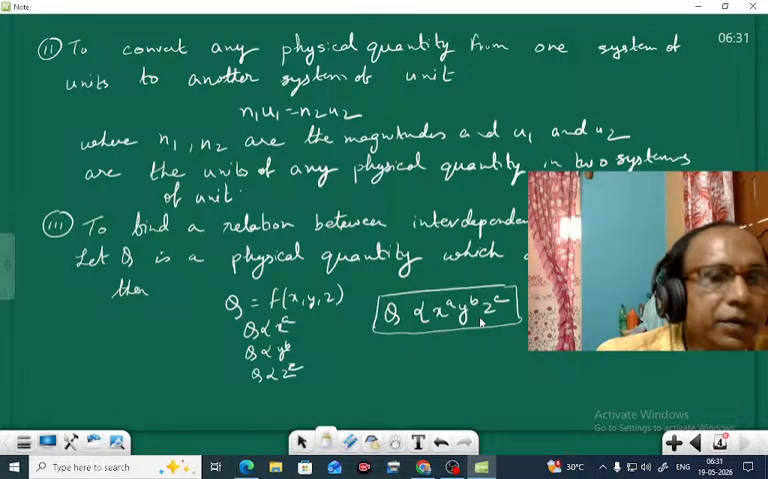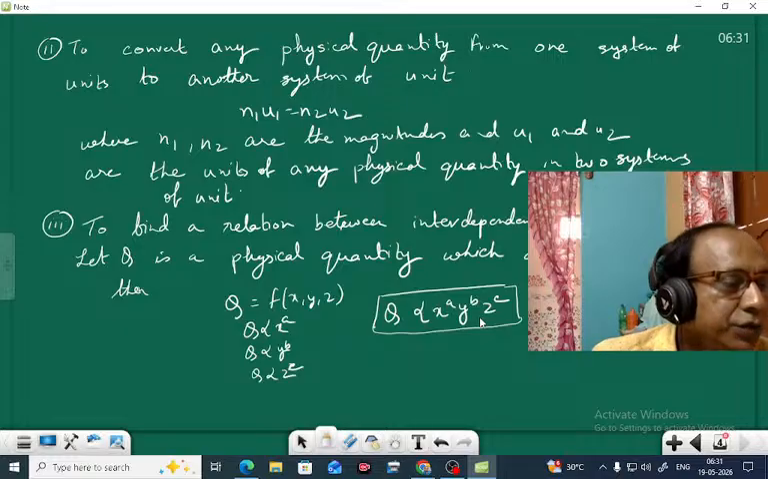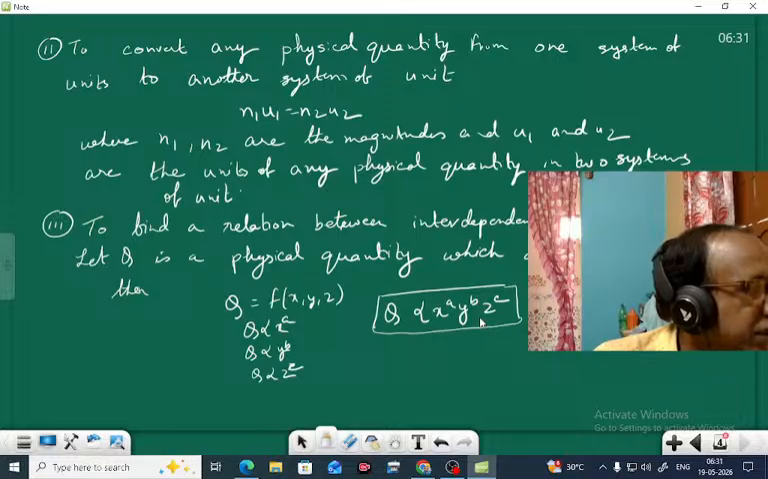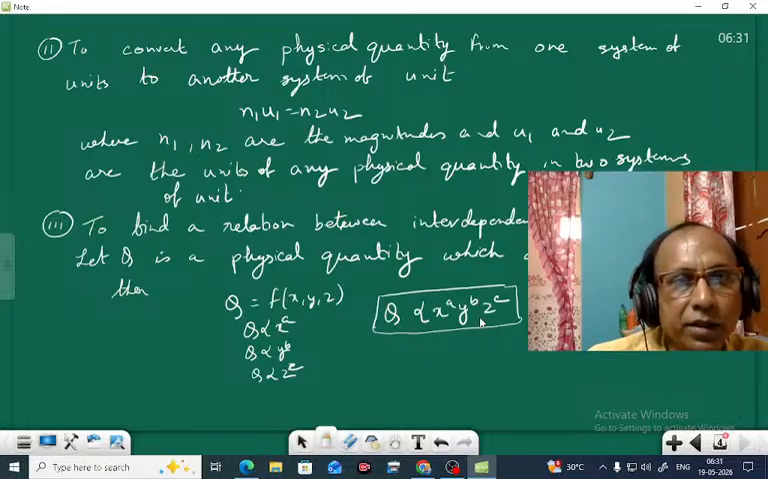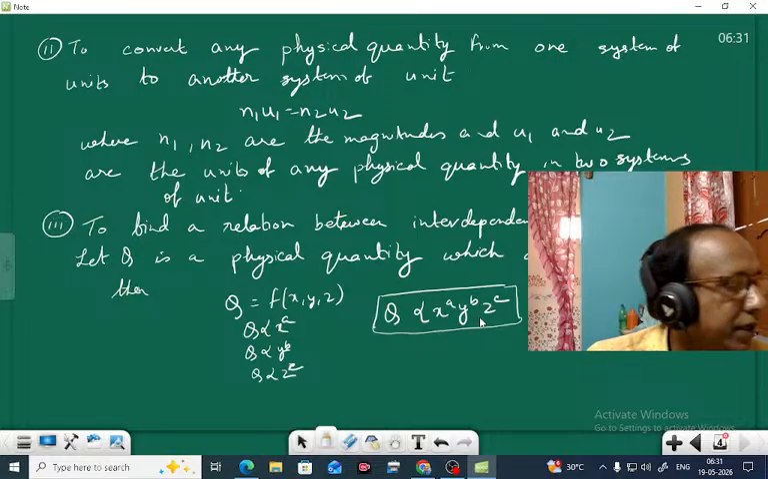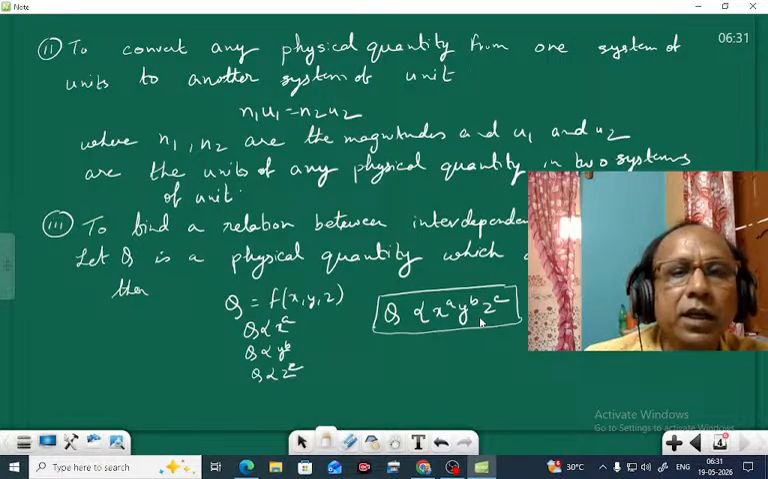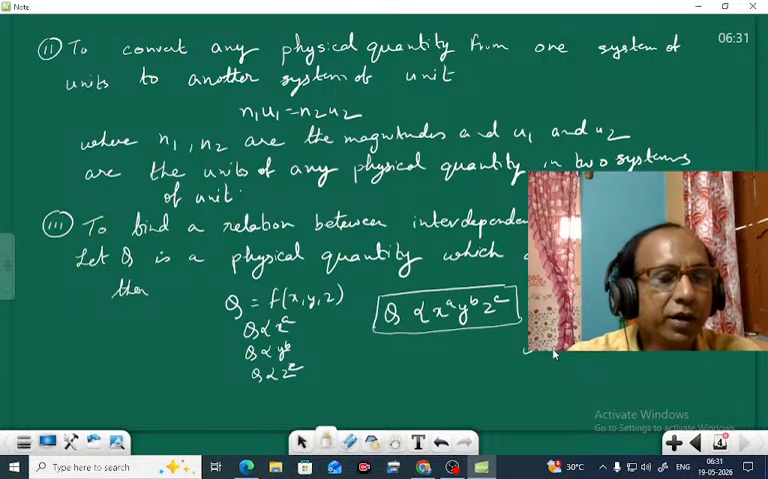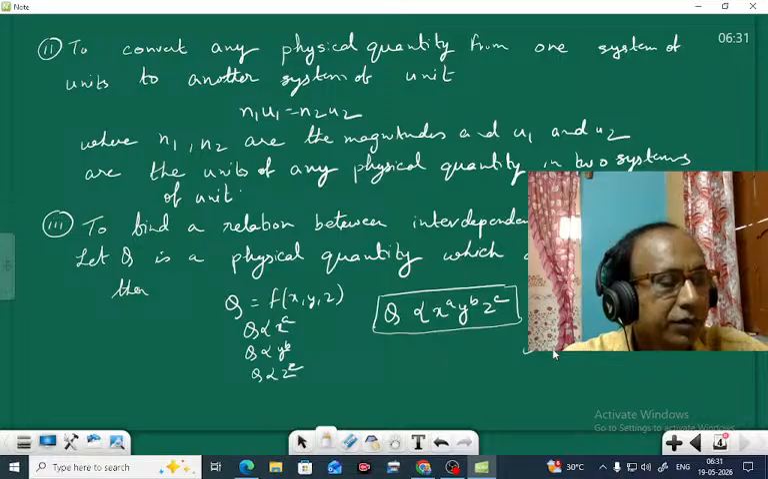So there are three applications of this dimension. Number one is to check the dimensional correctness of any physical quantity. Number two, to convert a physical quantity from one system of units to that of another. And number three is to find a relation between interdependent physical quantities. So Q is directly proportional to x to the power a, y to the power b and z to the power c. So this is important, right?